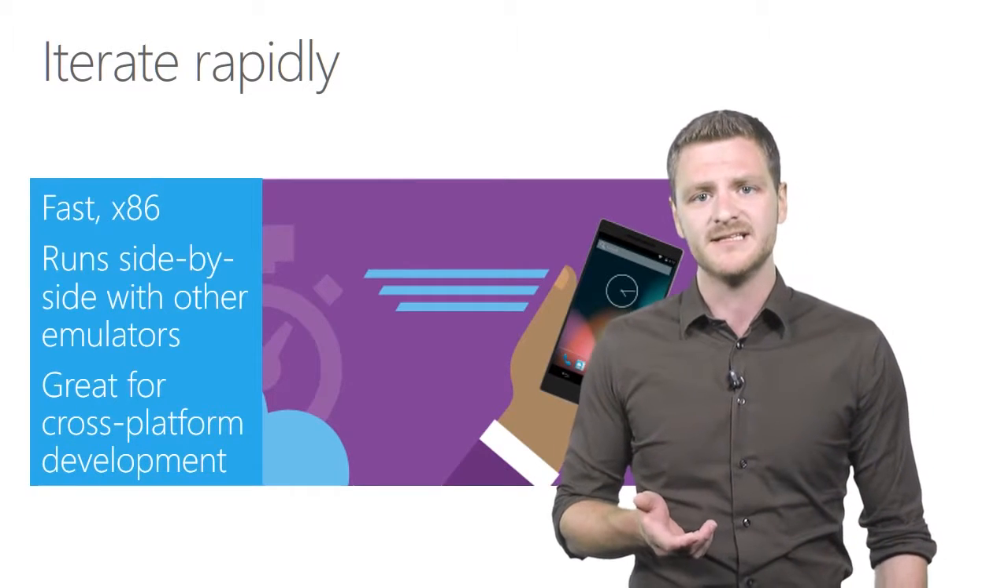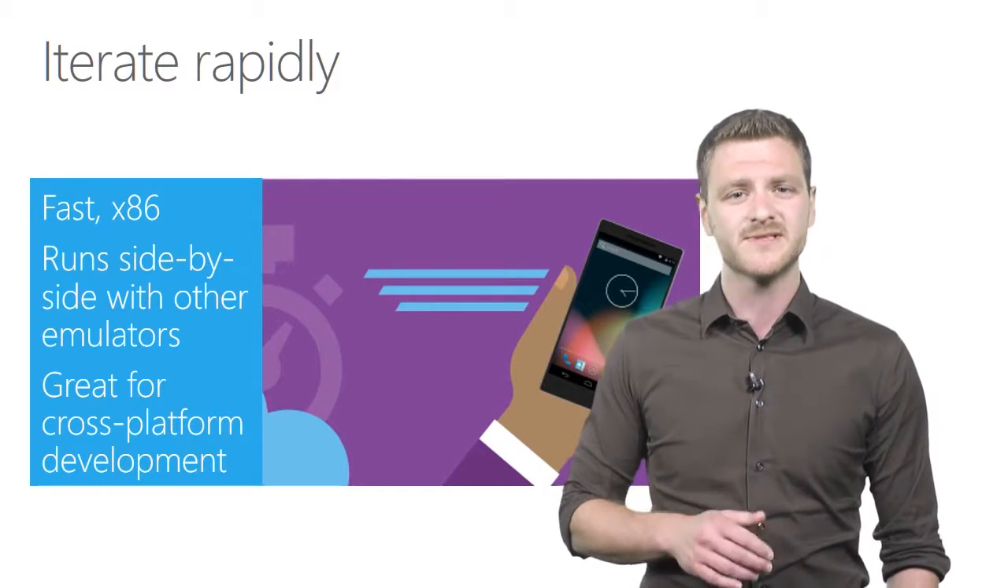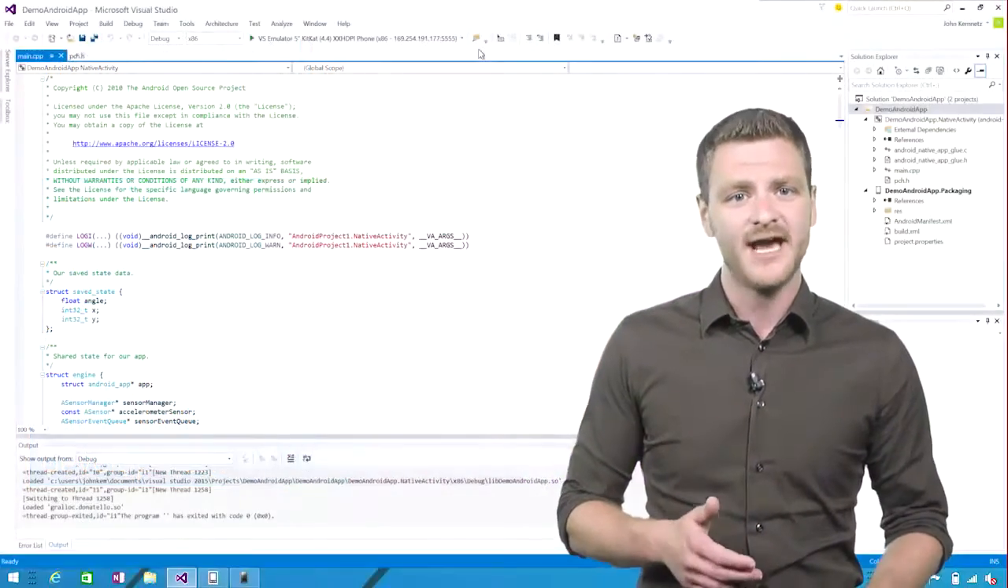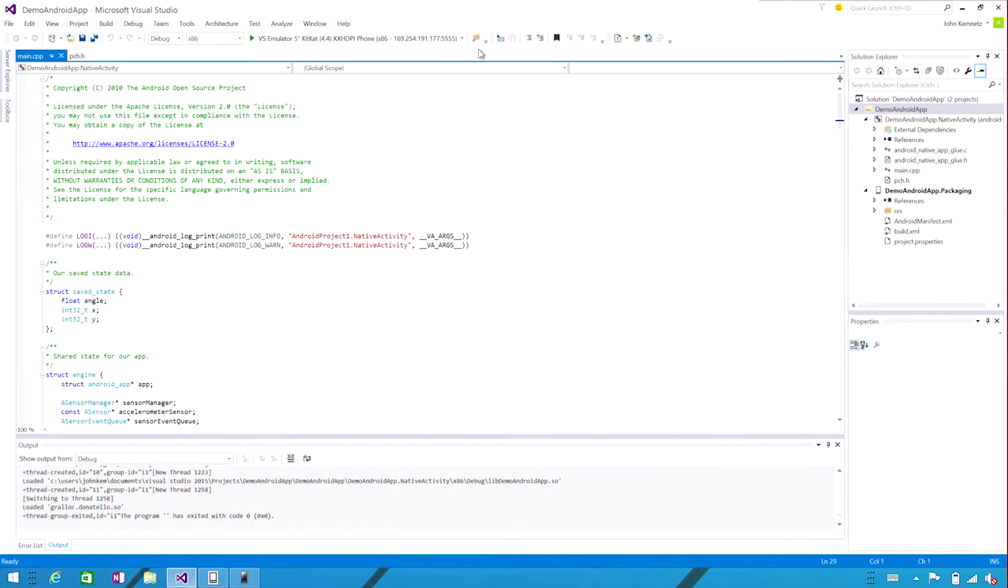But iterating rapidly doesn't just mean that the emulator is performant. It also means that it works seamlessly with your favorite IDEs to help you debug and test your app. Let's take a look at Visual Studio 2015. With built-in support for Android development using C++, HTML and JavaScript with tools for Apache Cordova, or C# with Xamarin, Visual Studio offers a great set of tools for cross-platform mobile development, and the emulator for Android is included when you install any of these project types.